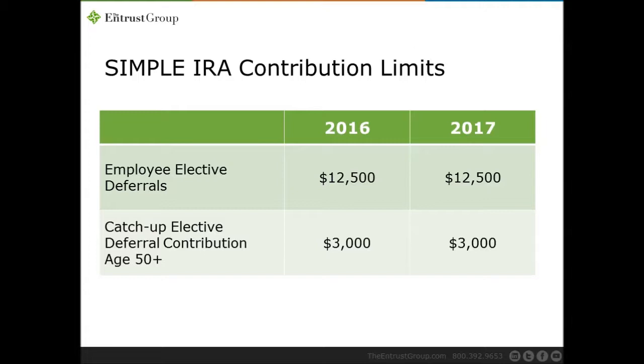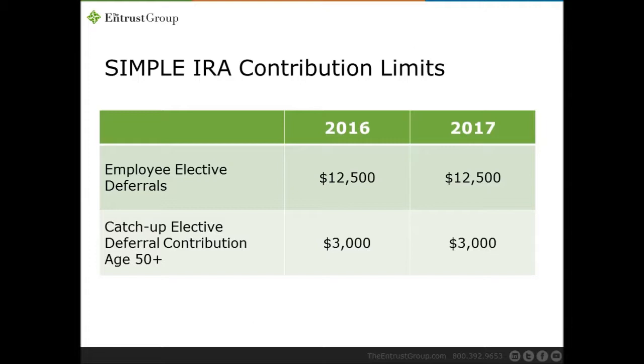Now, unlike a SEP plan, employers can no longer establish a simple plan for 2016. Remember, SEP plans can be established up until the tax return due date plus extensions of an employer, but simple plans have a different deadline. Simple plans always operate on a calendar year, in other words, January 1st to December 31st. And employers must have established a simple plan by October 1st of that calendar year. So if an employer has not established a simple plan for 2016, it's too late. However, they are still eligible to establish a plan for 2017.